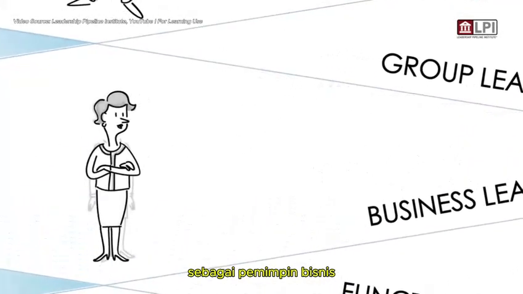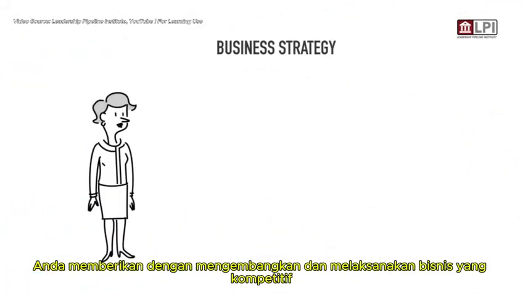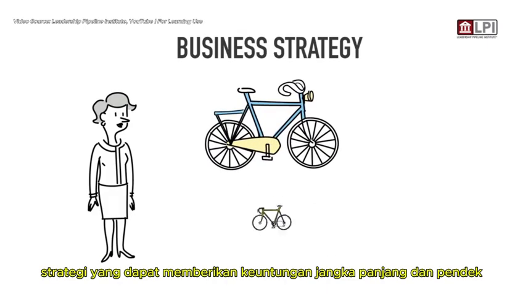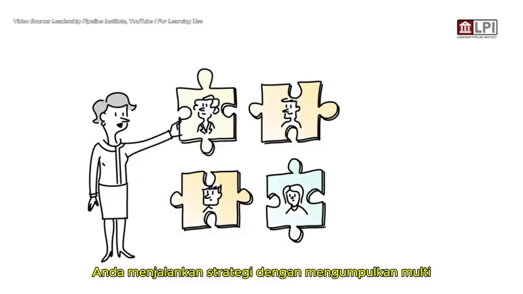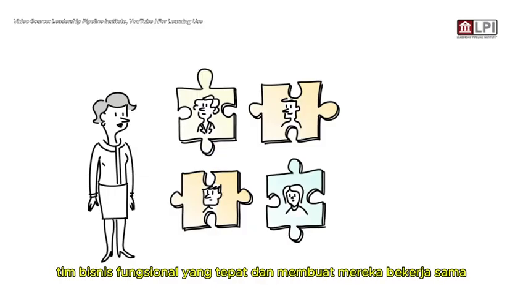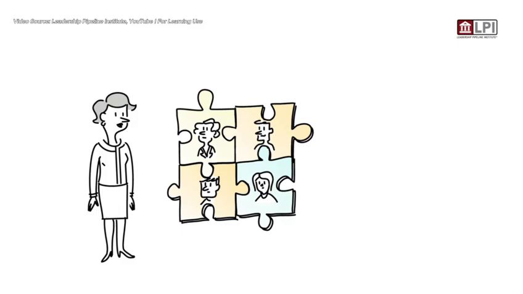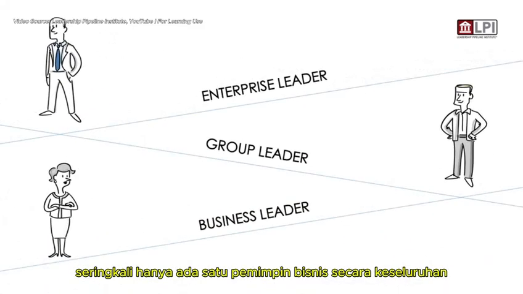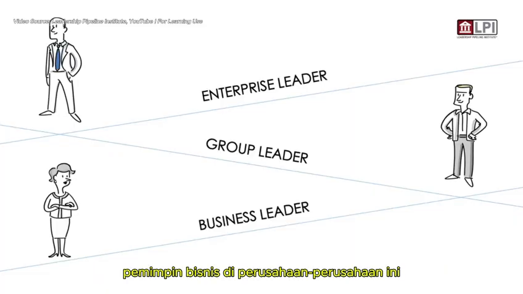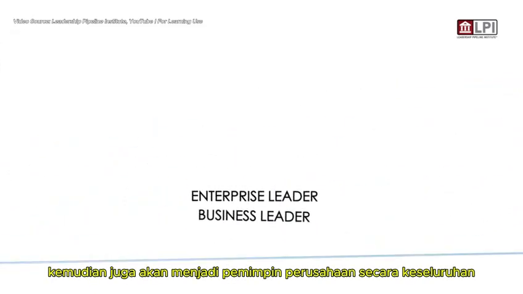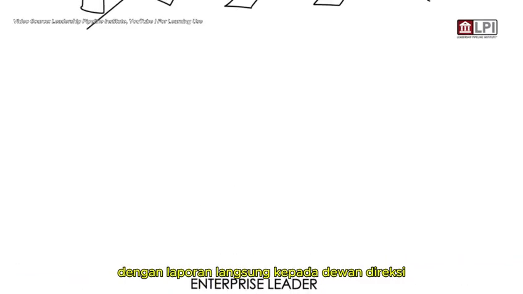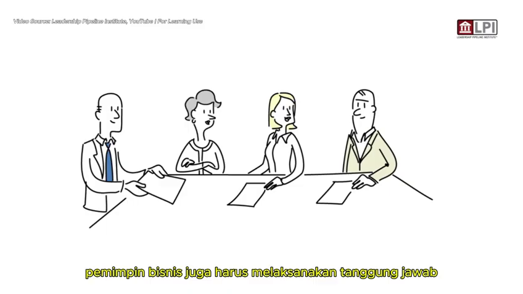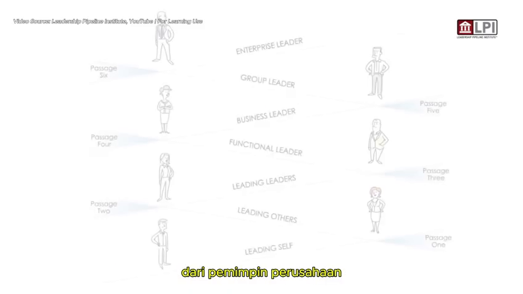As a business leader, you deliver by developing and executing a competitive business strategy which can deliver long and short-term profit. You execute the strategy by assembling the right multifunctional business team and make them work together. For companies with less than 5,000 employees, there is often only one overall business leader. The business leader in these companies will then also be the overall enterprise leader, with direct report to the board of directors. In that case, the business leader will also have to execute the responsibilities of the enterprise leader.